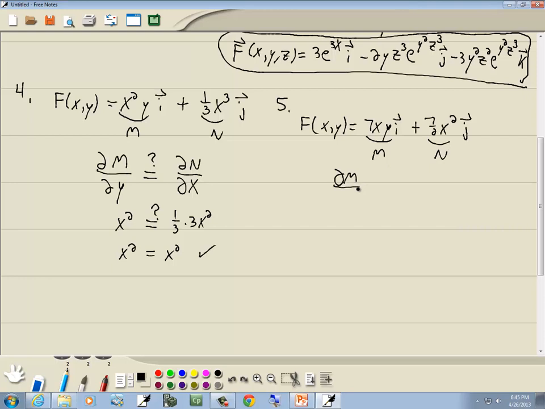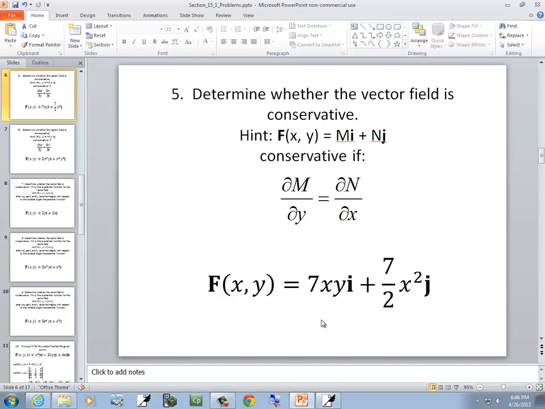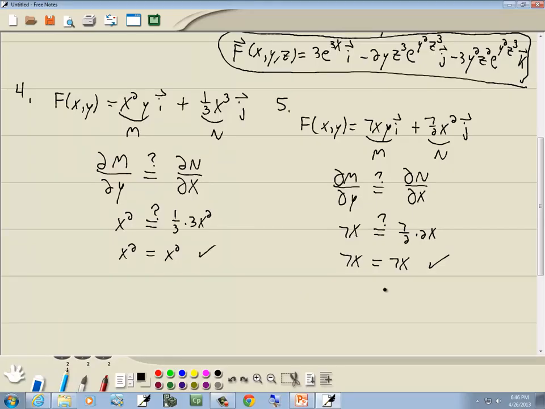And we want to take the partial of m with respect to y, and we're wondering if that's equal to the partial of n with respect to x. Well, the derivative of m with respect to y gives us 7x. Partial of n with respect to x, take your power, put it in front, lower it by 1. So we get 7x, and then these 2's cancel, and we've got 7x over here. Since both sides are equal to each other, that verifies it. This one's determining whether it's conservative. So here the answer would be yes, since they're equal to each other.